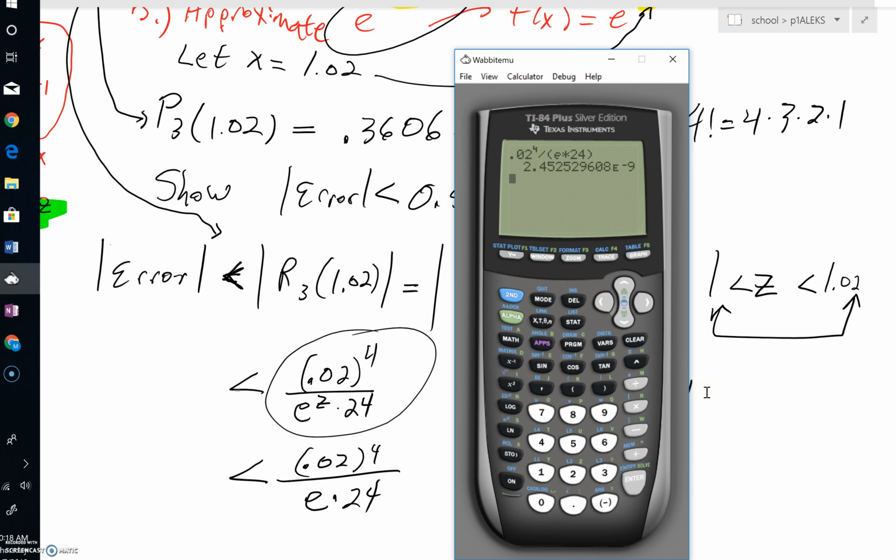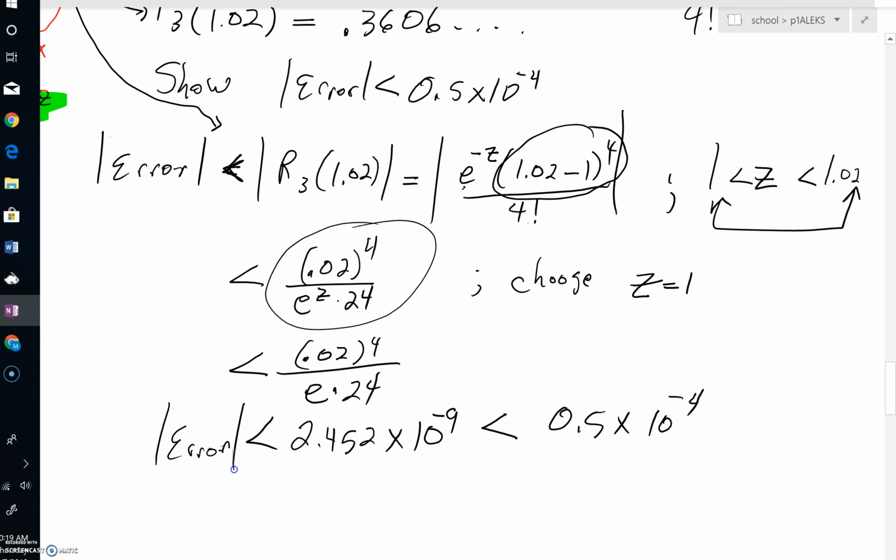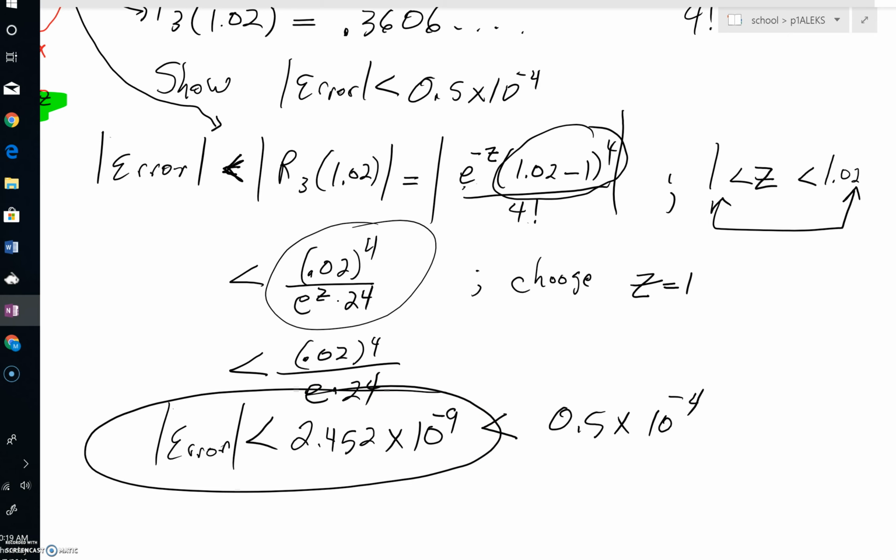That's 2.452 times 10 to the negative 9th. So we're actually accurate to 8 decimal places. And that's less than, of course, what was prescribed, 0.5 times 10 to the negative 4th. So if there was a concern that you were accurate to 3 decimal places, your error is actually way better than that. Your error is right here. So good luck. We'll pick this up again tomorrow.